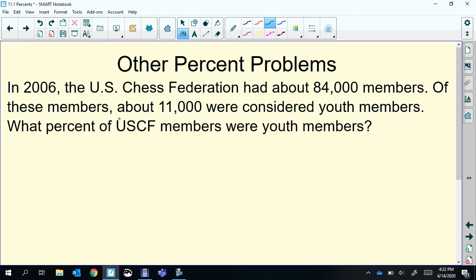All right. Chess Federation had 84,000 members. About 11,000 were considered youth. What percent were youth? So 11,000 out of the total is what we're looking at here.